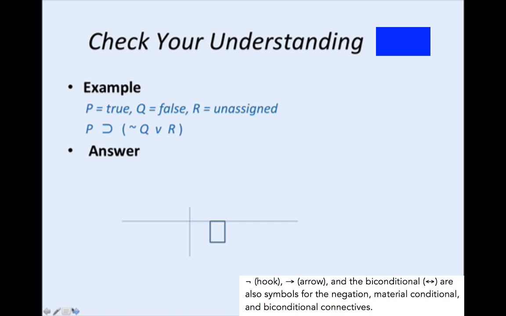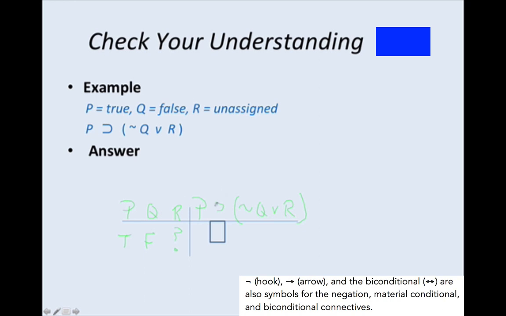All right, let's go ahead and practice this ourselves, and then we'll check and see whether or not we've got it right. Okay, so we're told P is true, Q is false, and R is undetermined. In other words, it hasn't been assigned a truth value. We also know that the main operator is the horseshoe. The sentence says, if P, then either it's not Q or it's R.